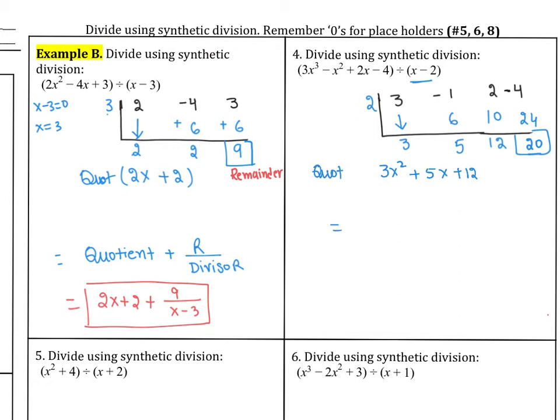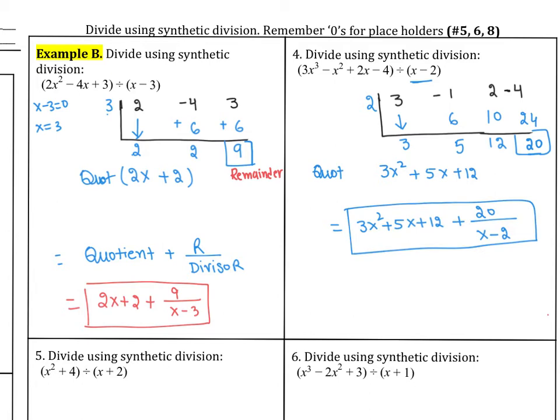Now the formula is quotient plus remainder over divisor, and that divisor is x minus 2. So that's going to be your answer.